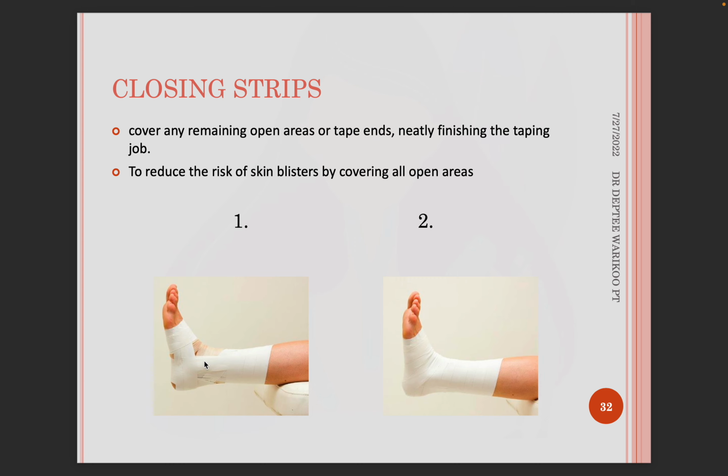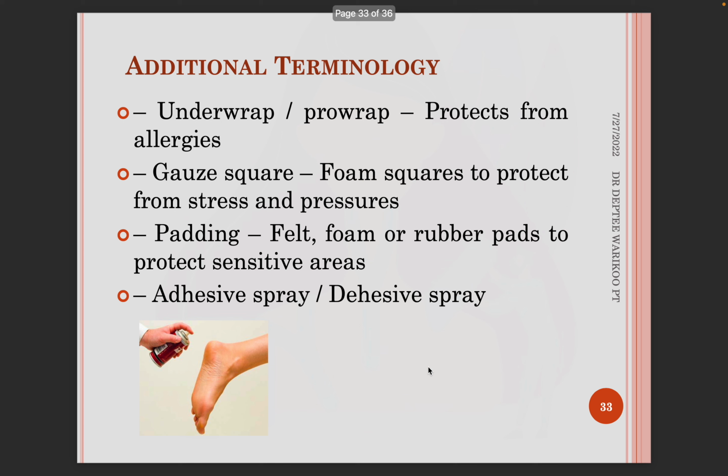Here you can see this is the first part where this area is left, and these are the areas left, and then we will apply the closing strips over the areas. Now there are some additional terminologies. First we can see underwrap or pro wrap. These are thin polyurethane foam material used to protect sensitive skin from zinc oxide adhesive mass.